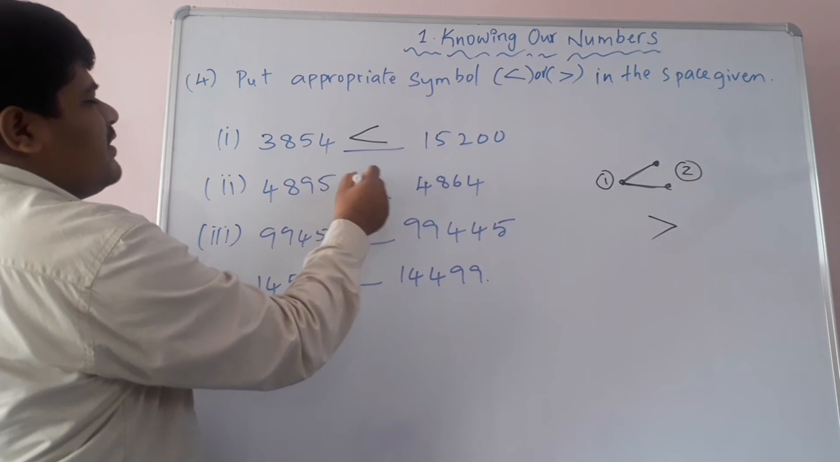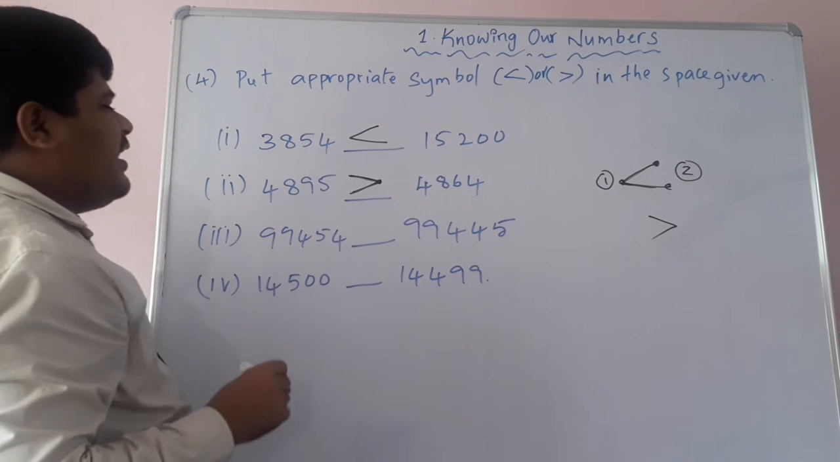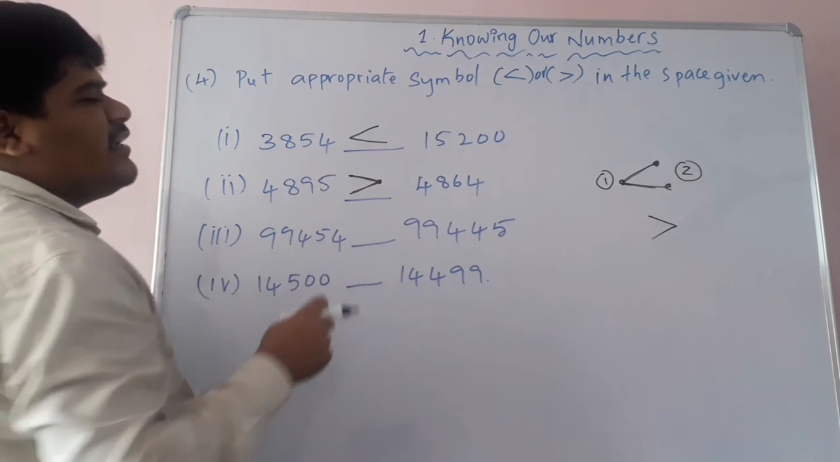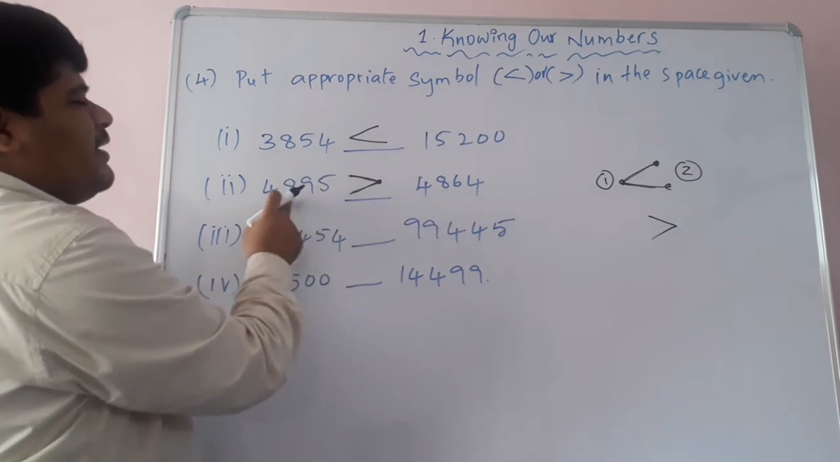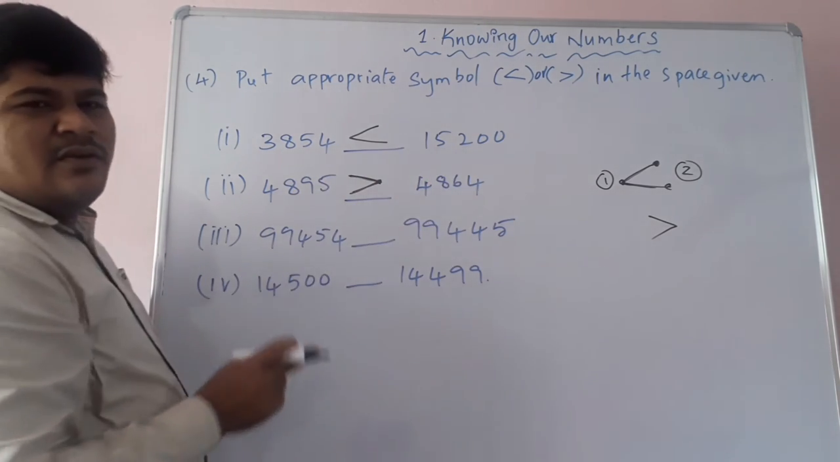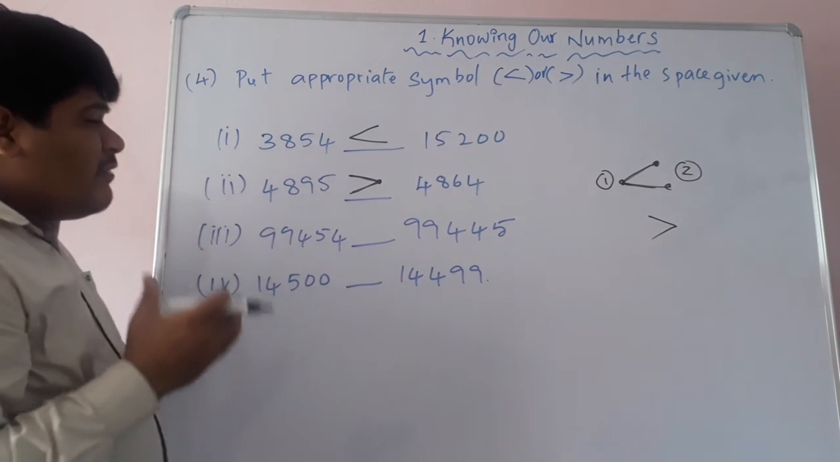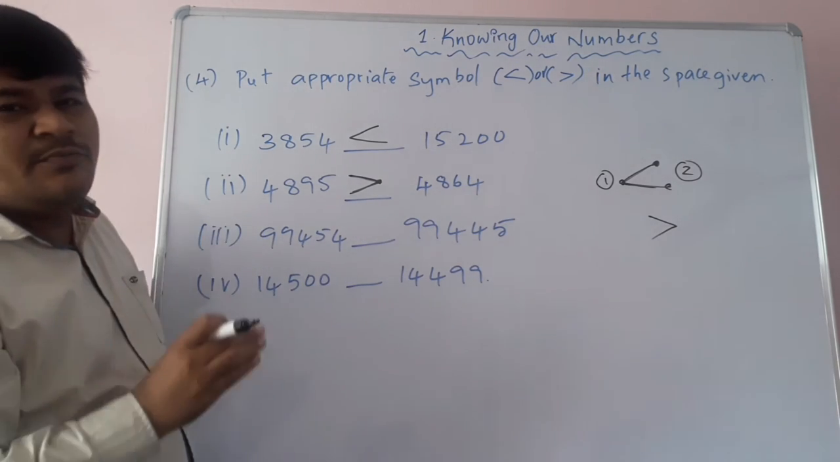Okay, means children, see, 4,895 is greater than 4,864. Here 2 endpoints is the big number, 1 endpoint is the small number. Okay, means by keeping the first number in our mind we have to put the symbols.